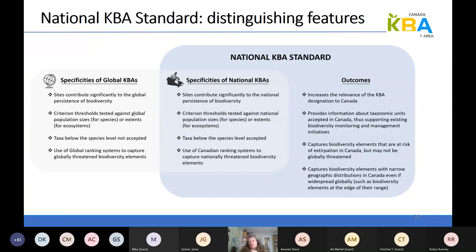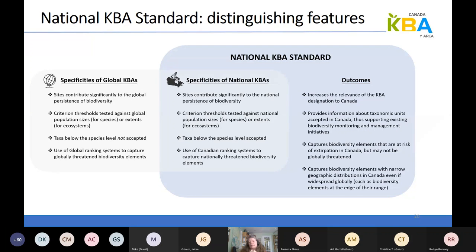So the outcomes that we're seeking by having a national KBA standard increase the relevance of the KBA designation to Canada. We would have both national and global KBAs. The global KBAs will be housed in the World Database, but the database that's emerging that will be led by Birds Canada here, an adaptation of the IBA database, the Important Bird Area Database, that's in production as we speak, would have both national and global KBAs.